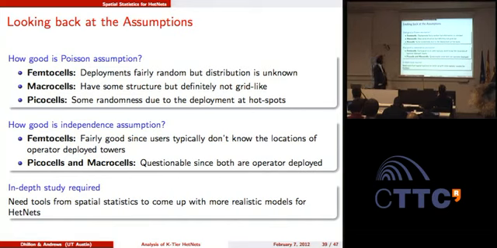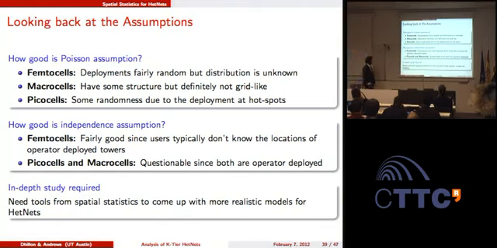For femtocells, we know that the deployments are fairly random, but the distribution is still unknown. We don't have data to support our Poisson assumption, but still it looks okay because there is some randomness. And in the macrocells, they do have some structure, but definitely not grid-like. That's what we have seen from the data we have so far. For the picocells, there is some randomness due to the deployment at hotspots. So it is a good starting point, but I think we need to do some more work and come up with more realistic models. And how good is the independence assumption, by the way?